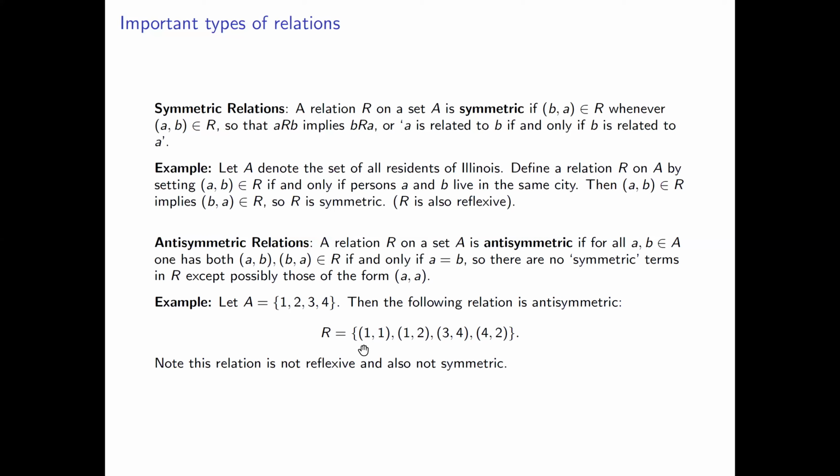And you can also check, maybe if you pause the lecture for a second, that this relation is not reflexive and also not symmetric. But again, I want to caution that just because it's not symmetric, that doesn't necessarily imply it's anti-symmetric, right? For example, if I added (2, 1) to this relation, it would still not be symmetric, but it would also not be anti-symmetric, right?